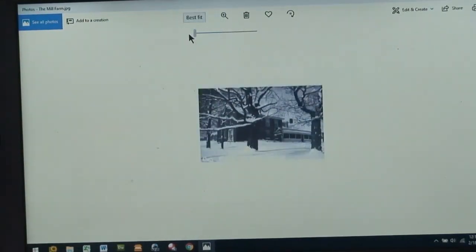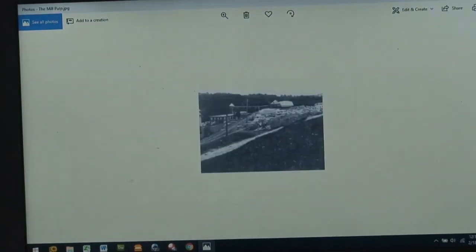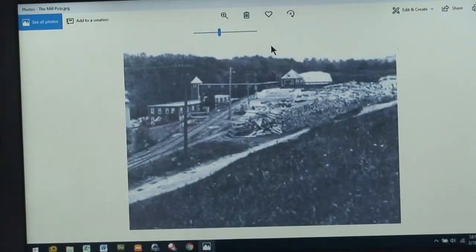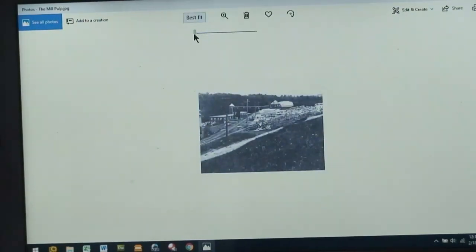In addition to that, we also have this photograph of the mill, in which you can see, shooting from a southerly to a northerly direction, this being the mill area, this being the pulp area, and up here being the boarding house road area.